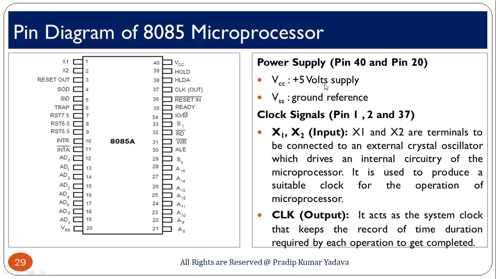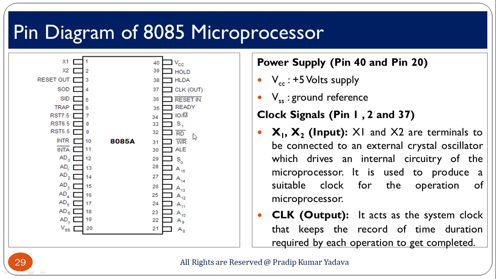Now talking about pin number 1, 2 and pin number 37. Pin number 1, 2, here you can see X1, X2. Basically these are two terminals to be connected to an external crystal oscillator which drives the internal circuitry of the microprocessor, and it is used to produce a suitable clock for the operation of the microprocessor.